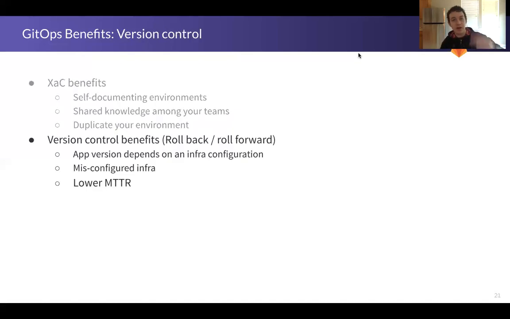Which brings us to our next set of benefits, which is when you're not just storing as code, but when you have that code stored in Git version control, giving you the ability to roll back and roll forward to a particular point in time. Now all of a sudden, you get a whole other set of benefits. So for example, you can tie your application versioning to your infrastructure configuration.